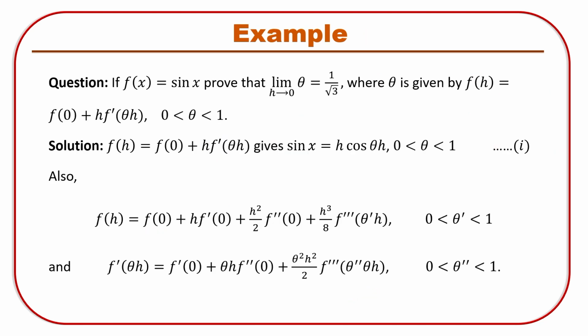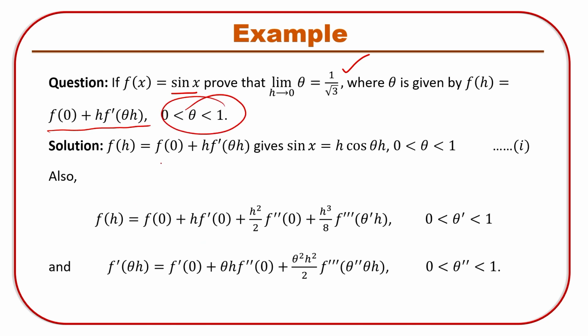So, look at in the last questions, I believe that these theoretical questions boost up your concept. So, look at one of the numerical problems. f(x) equal to sine of x. Prove that limit h tends to 0 of theta equal to 1 by root 3, where theta is given by f(h) equal to f(0) plus h into f dash of (theta h), where theta lies between 0 and 1.